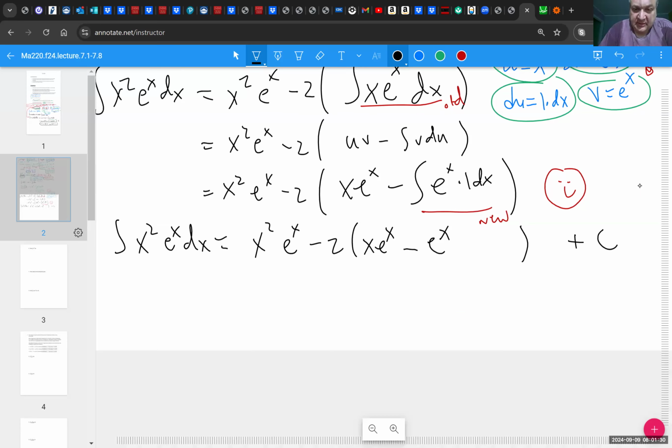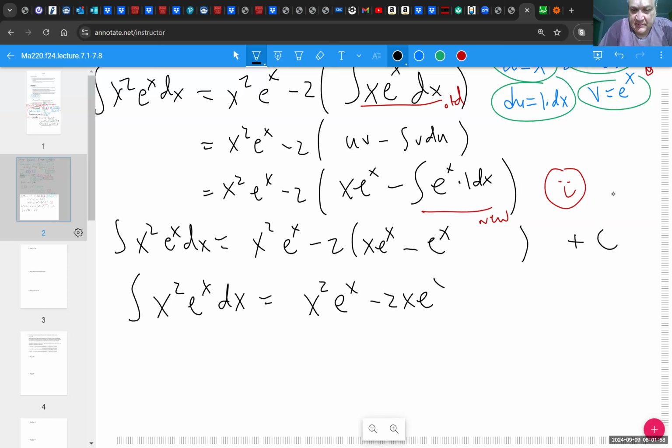Okay, so now I just need to collect some like things. uv minus, I'm just double checking that I didn't miss anything because I missed that x before. I'm just hoping I didn't miss anything again. That's uv minus integral of v du. Looks like I did it right. Okay, so we get our final result. After I clean this up a little bit, we get x squared e to the x, minus 2 times x e to the x, minus 2 times minus e to the x, which is plus 2 e to the x, and then I get my plus c at the end.